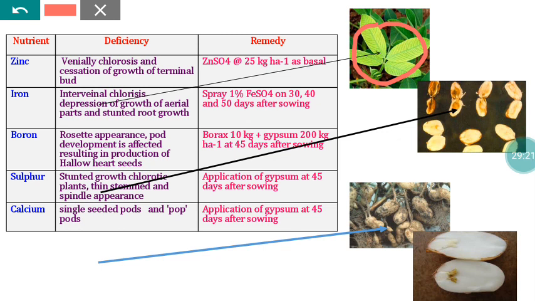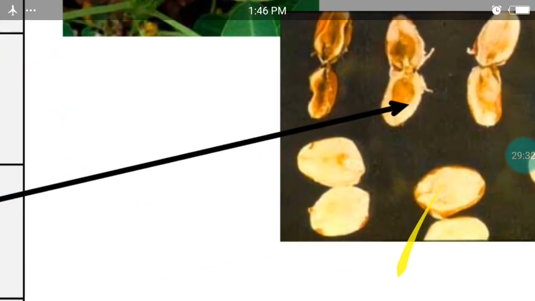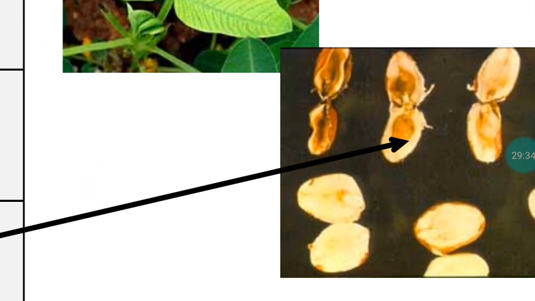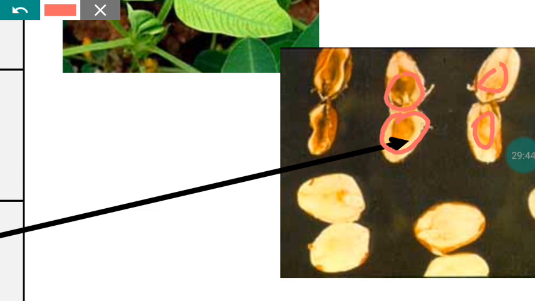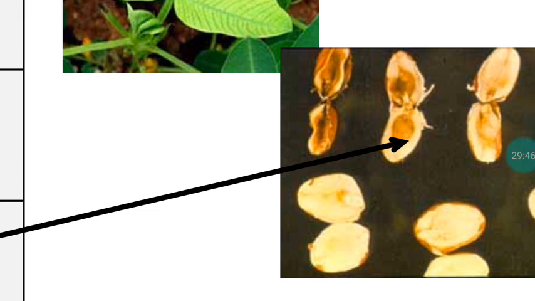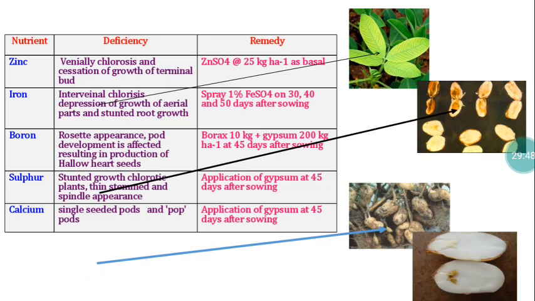Then boron. Boron deficiency normally causes a rosette appearance, pod development is affected, and hollow heart seeds. So that hollow nature you can see here, on the inner side a hollowness will appear. On the inner sides, boron deficiency causes some hollowness, which will be recorded here also. So automatically the weight of the kernel will be decreased. That is a major problem.